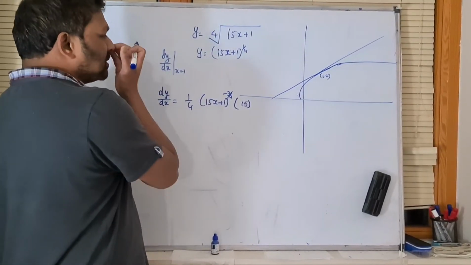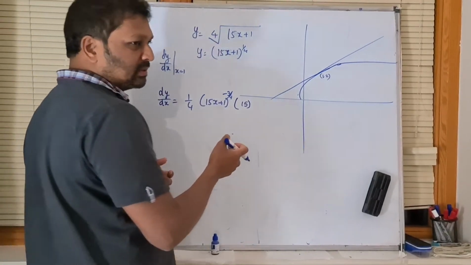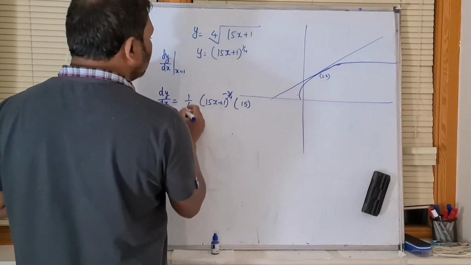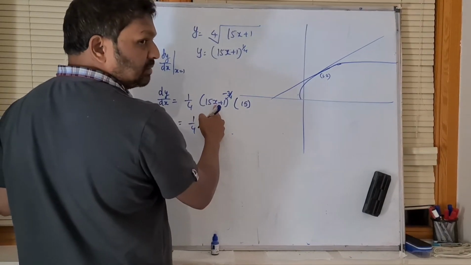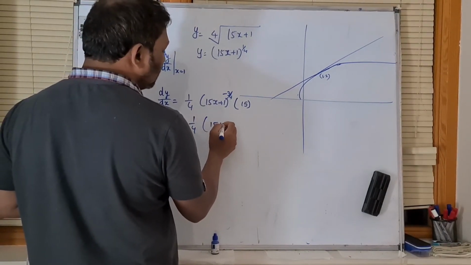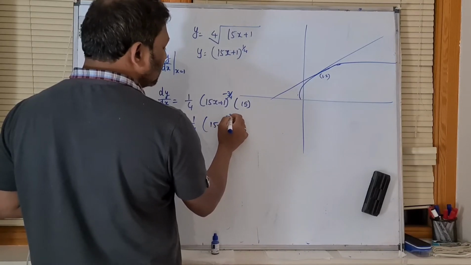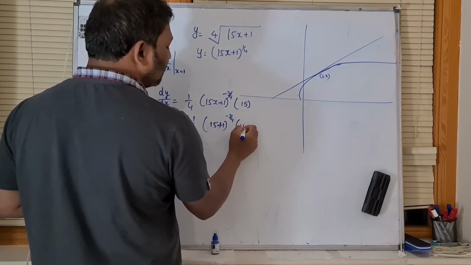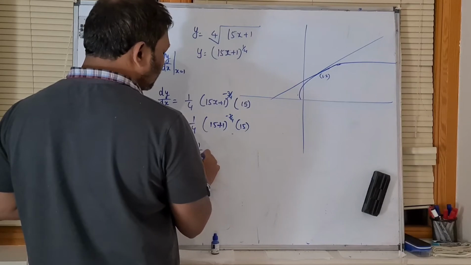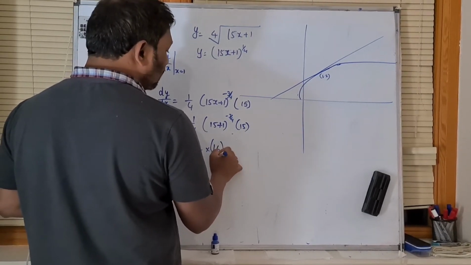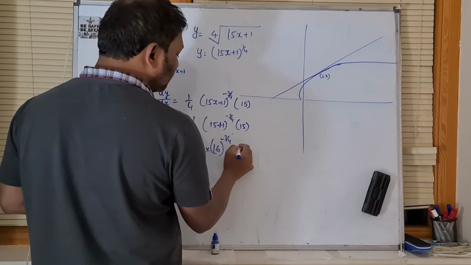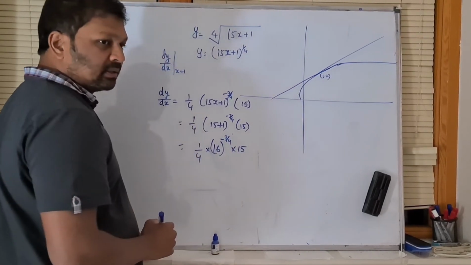So the question asked is, at x is equal to 1, what is the slope of this one? Put x is equal to 1 here. So 1 by 4, 15 multiplied by 1, plus 1, whole to the power of minus 3 by 4 times 15. This is 16 to the power of minus 3 by 4 into 15. How can you write this one?